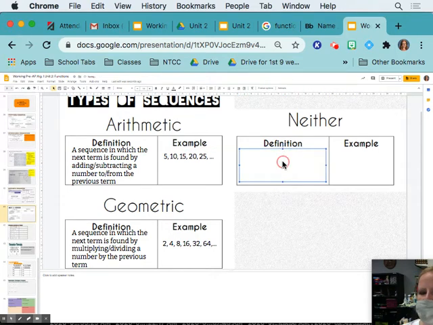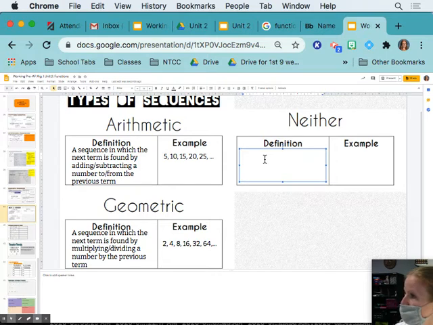And then neither. How can we describe a sequence that is neither? No, we need to define it. What would be a definition of a sequence that is not geometric or arithmetic? Just by looking at them, how would you know? Yeah, it doesn't have a pattern of adding, subtracting, or multiplying, dividing.